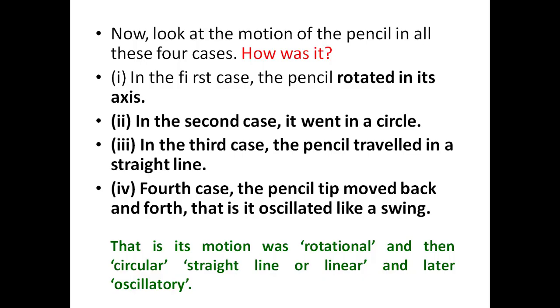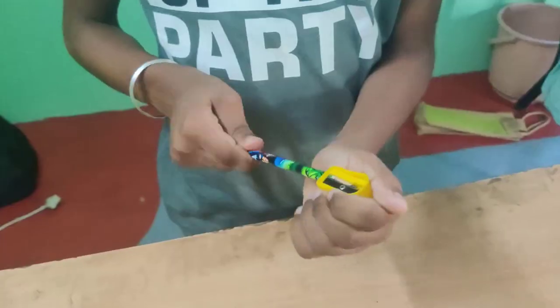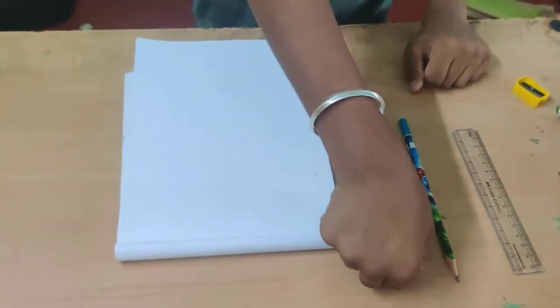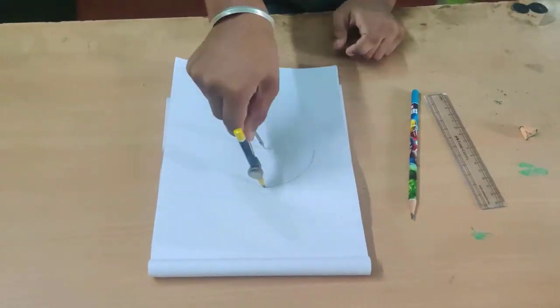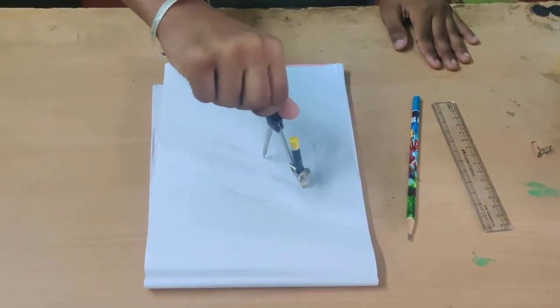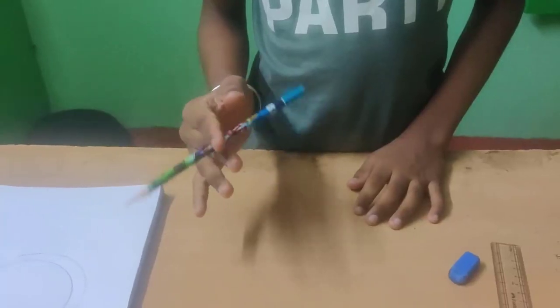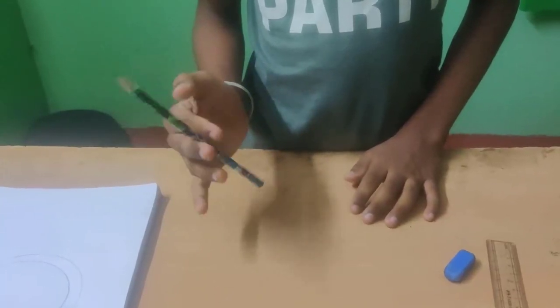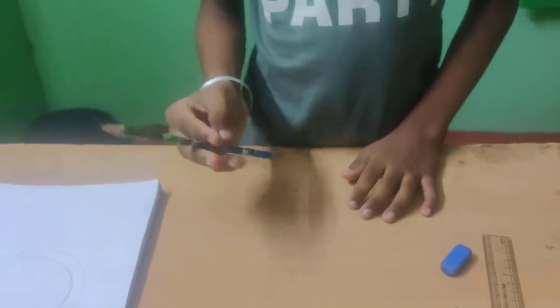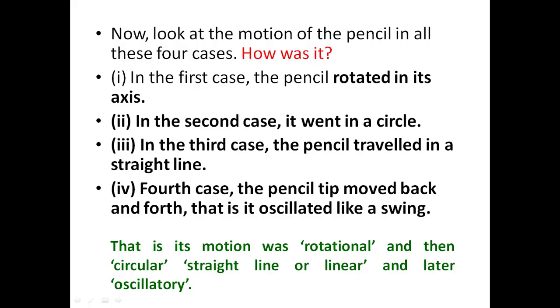How was it? In the first case, the pencil rotated on its axis. In the second case, it went in a circle. In the third case, the pencil traveled in a straight line. In the fourth case, the pencil tip moved back and forth, that is, it oscillated like a swing. That is, its motion was rotational, then circular, straight line or linear, and later oscillatory.